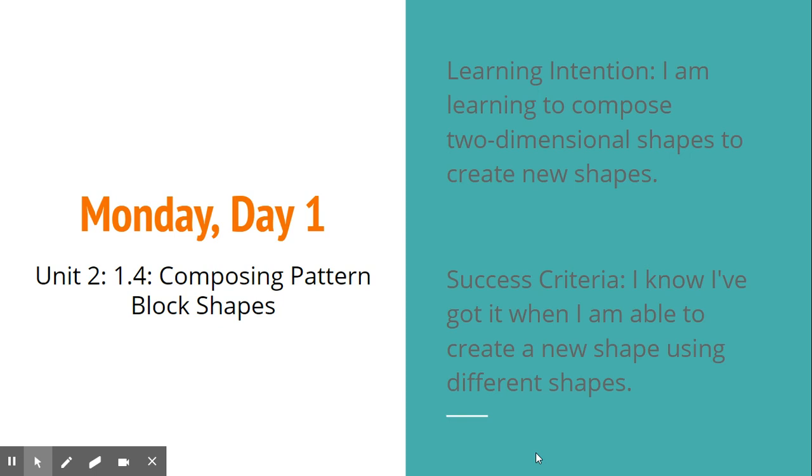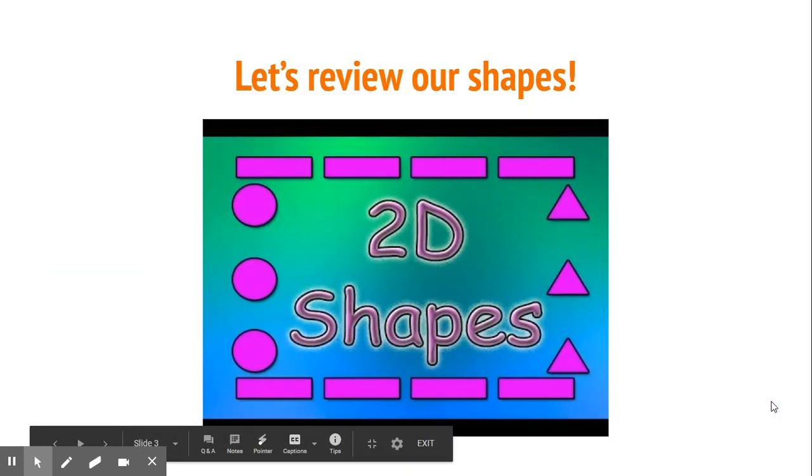Before we start any lesson, we have to do our learning intention and success criteria. Remember, our learning intention tells us what we're trying to learn for the day. Our success criteria tells us how we're going to learn it or how we know we've reached our target. So I am learning to compose two-dimensional shapes to create new shapes. I know I've got it when I am able to create a new shape using different shapes.